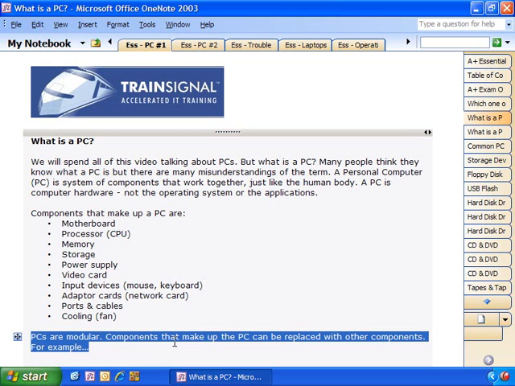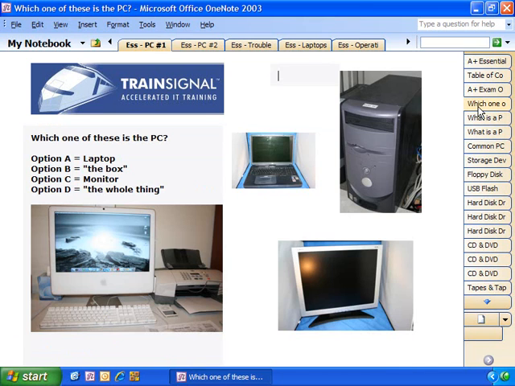Now what that means is, say I buy this box over here, this Dell PC, and later I want to replace the RAM, or maybe the RAM goes bad. I can open up the PC and I can replace it. Same thing with the hard drive. The hard drive goes bad, or I want a bigger hard drive, I can open up the case and replace it. When I say modular, that's what I'm talking about.